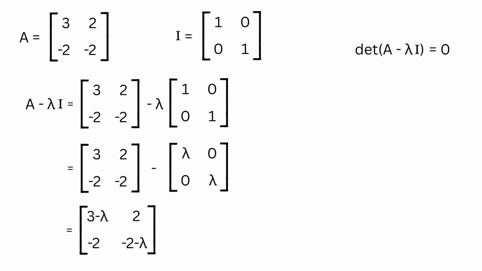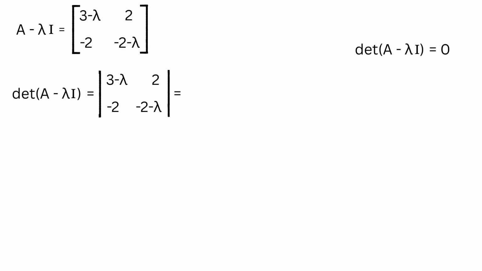Now we calculate the determinant of the resulting matrix. To calculate the determinant, we can expand along any row or column. Let's choose the first row. Then we write the first element. We then remove its row and column, leaving minus 2 minus lambda, and multiply it by 3 minus lambda. Next, we write the second element with a minus sign. We then remove its row and column, leaving negative 2, and multiply it by 2.